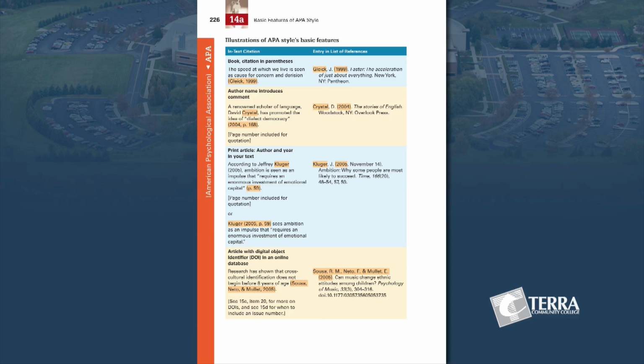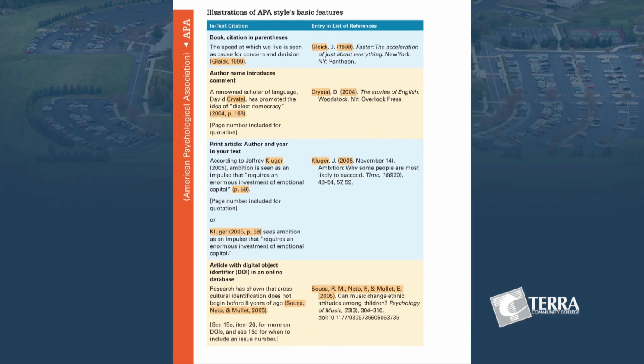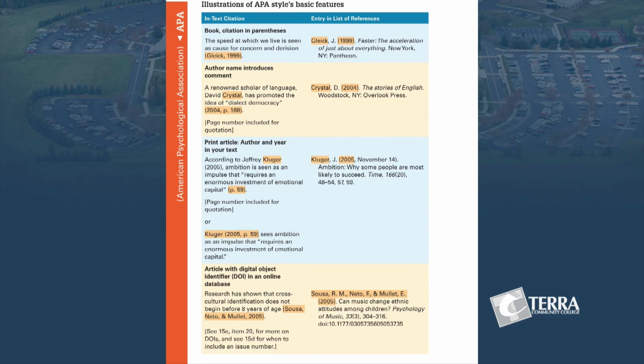First off, if you look on page 226, it's separated into two columns. You get a chart that matches how the source would appear in your paper on the left, along with how the source is listed on the reference page in your right-hand column. The right-hand column is what we talk about in the next module when we put together a reference page, so please disregard that side as we go through these.